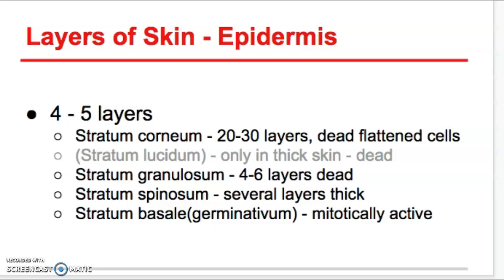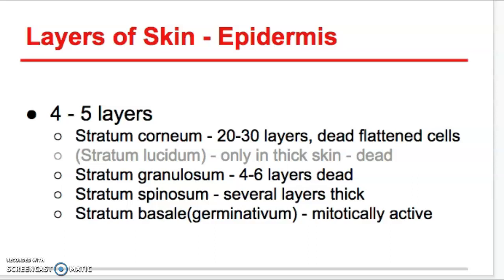Okay, we're back to layers that are found everywhere. The next layer down is the stratum granulosum. The stratum granulosum is a much thinner layer than we've been talking about. It's 4 to 6 layers, and we're still dead.